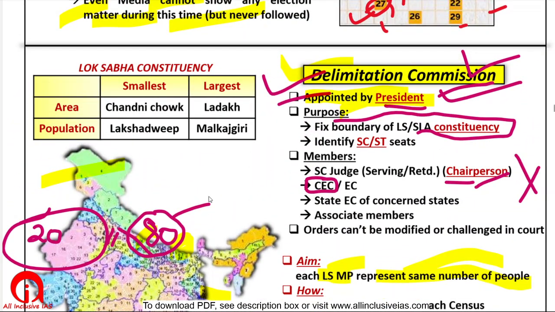For general knowledge purposes, the smallest Lok Sabha constituency area-wise is Chandni Chowk of Delhi. Population-wise, the smallest Lok Sabha constituency is Lakshadweep. Largest area-wise is Ladakh, and largest population-wise is Malkajgiri in Telangana.